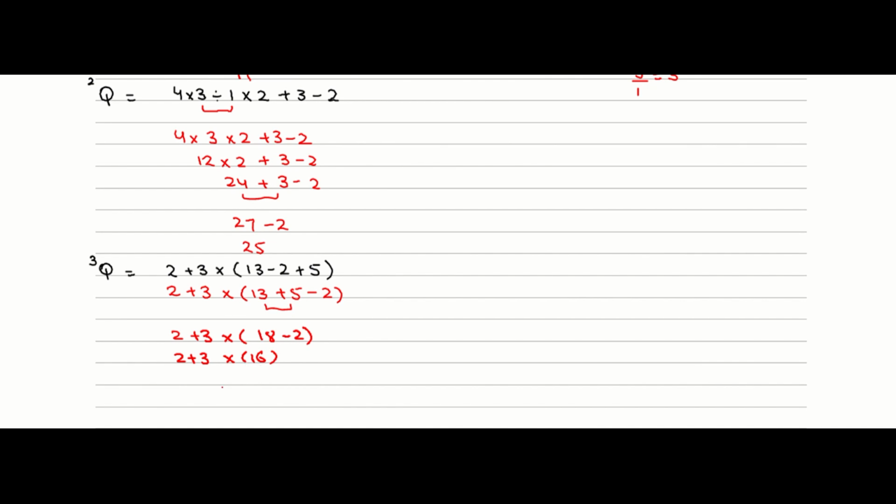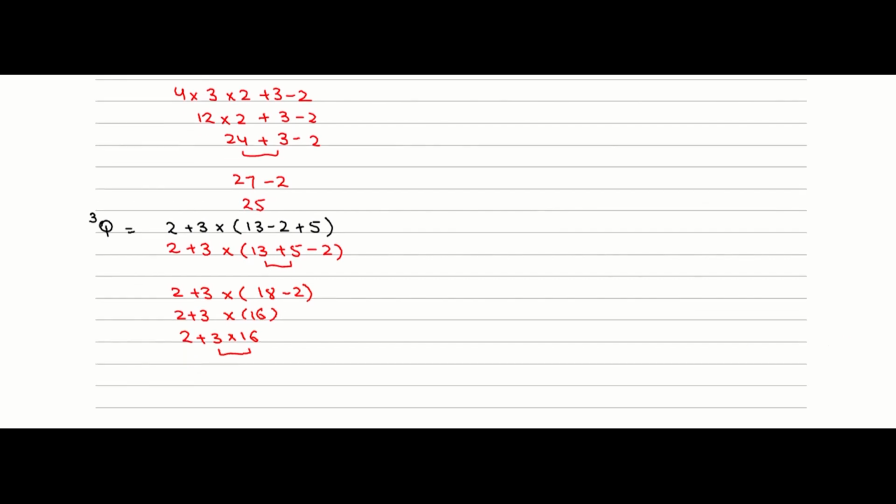So we can also write this as 2 plus 3 times 16, and now we have to perform the multiplication next because this is what the BODMAS rule says. So 3 times 16, and 3 times 16 gives you 48. So you write it as 2 plus 48, which gives you 50. So 50 is your answer for this question.